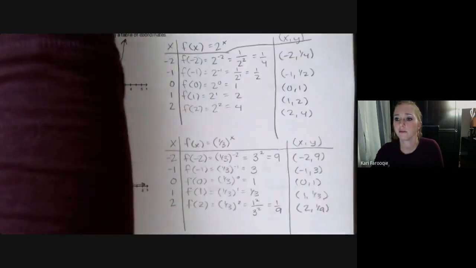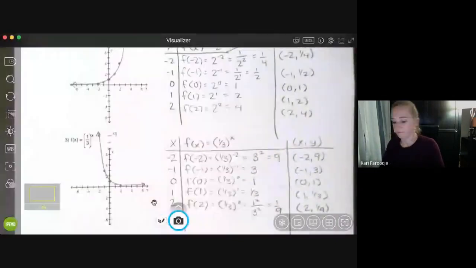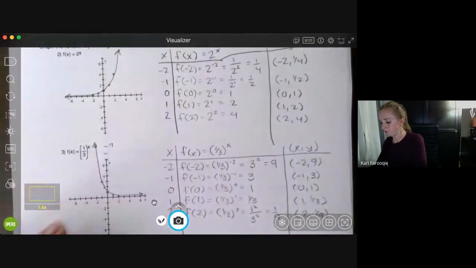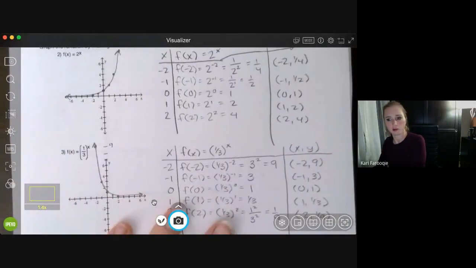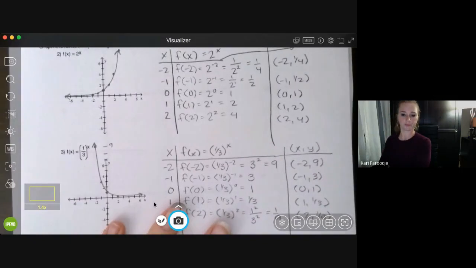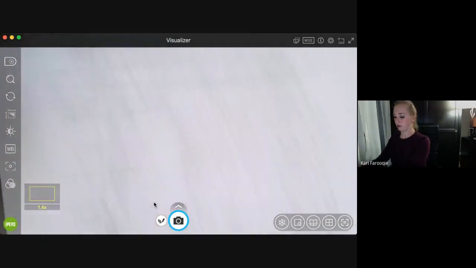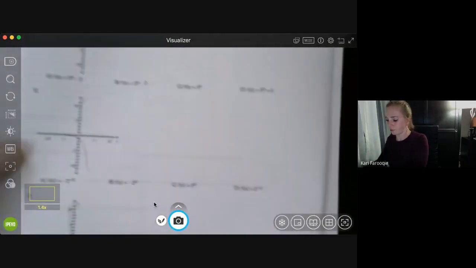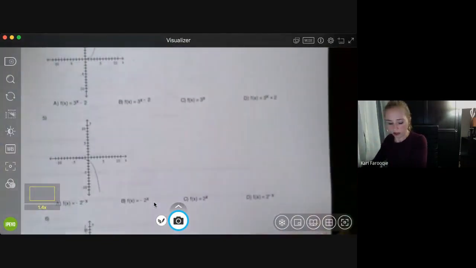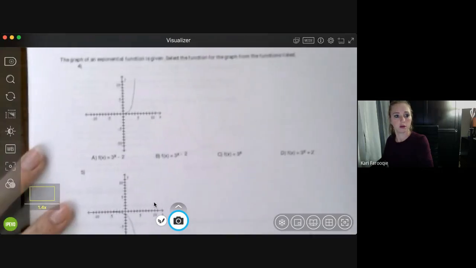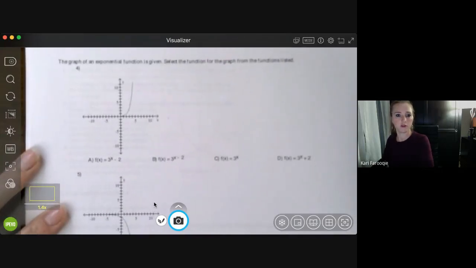All right, very good. Thanks, Beth. Let's talk now about, oh, did anyone have questions before we go to the next page? Okay. Wonderful. Let's talk about matching up a graph with a function.